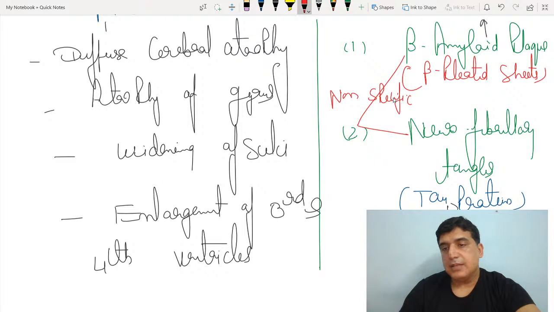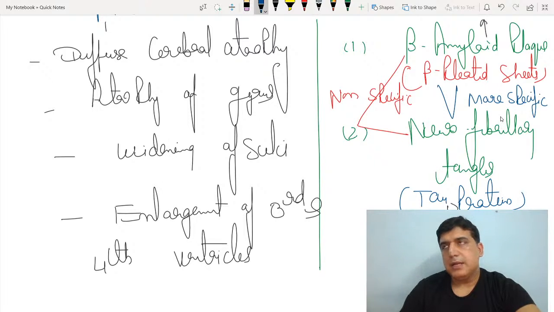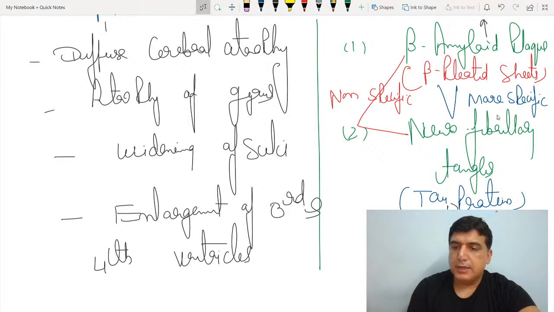But if the examiner asks you that among these both, neurofibrillary tangle and beta amyloid plaque, which is more specific, your answer will be beta amyloid plaque. Beta amyloid plaque is more specific than neurofibrillary tangles.